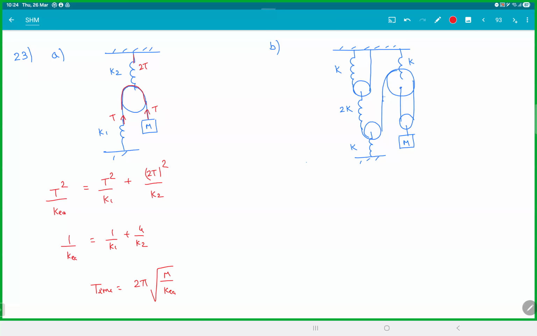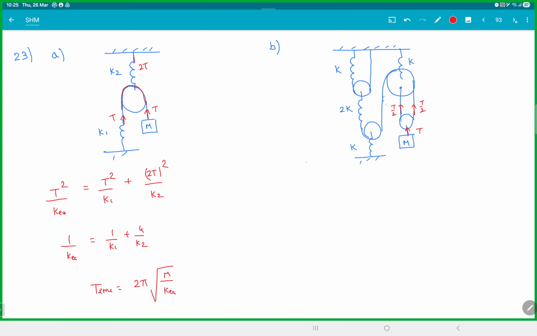Sure, everyone? What about the next one? You can take the tension T anywhere, it works. Like where you want to take the tension? The block or some spring, anything you can take. So let's say I'll take the tension T here. So if I take this as T, then this will be T by 2 and this will be T by 2 because there are two strings.